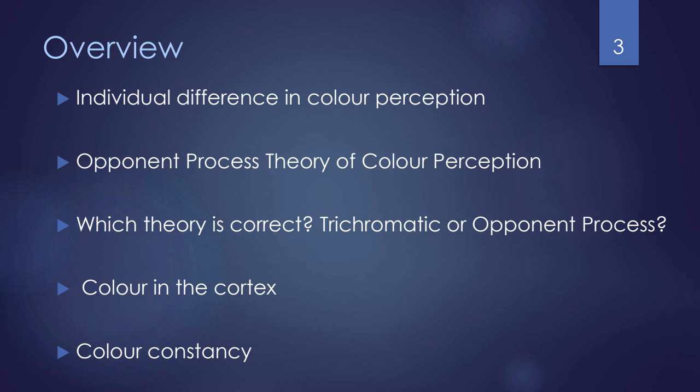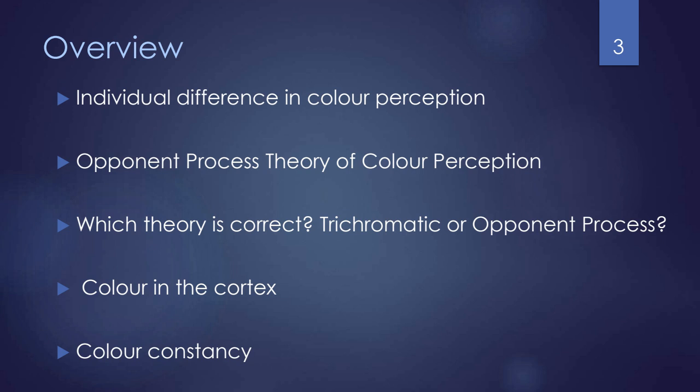So opponent process theory of color perception, looking at which theory is correct. So the trichromatic theory, the one saying that we have three types of cones, or the opponent process theory. So we've got these two different theories of color perception. And as far as which one's correct, spoiler alert, neither one of them is incorrect. It turns out that they just both explain color at different levels of the visual system.